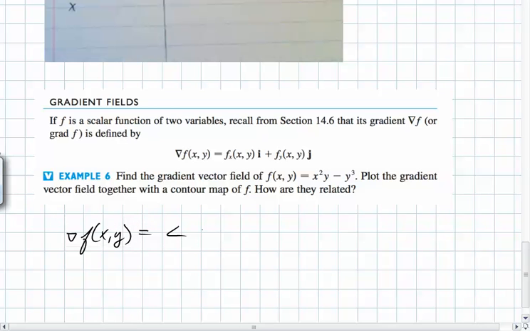So it's the partial with respect to x, 2xy, comma, x squared minus 3y squared. Exactly. So in this case, how many dimensions are we working in? Only 2 dimensions here. This would be very awful to try to do in 3 dimensions by hand. So we're doing this in 2 dimensions right here.